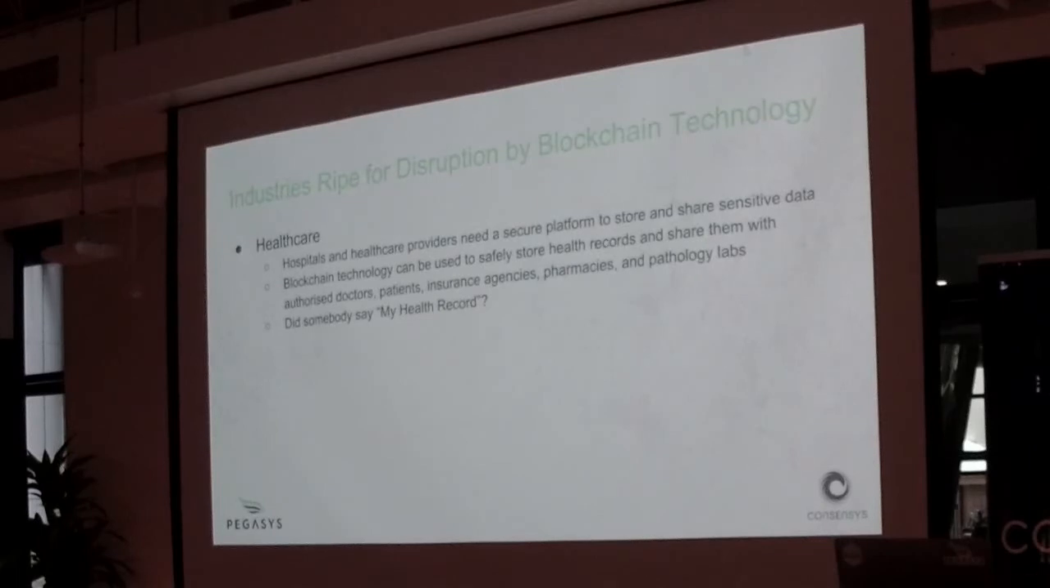Healthcare. Did somebody say my health record? All right. My health record is something that's really big in the news at the moment. For those of you who haven't opted out, you still have time. You can opt out at any time. But healthcare is a perfect application for blockchain. All of the information that needs to be shared amongst doctors, hospitals, patients, insurance agencies, pathology labs, and so forth. Healthcare is tailor-made for blockchain.